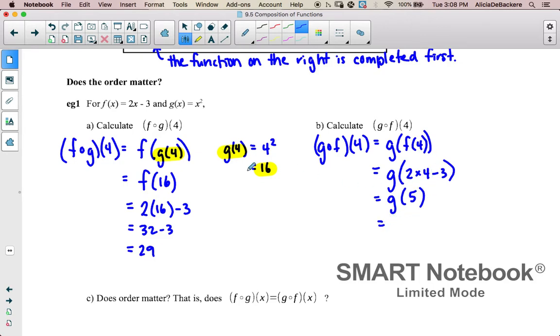So either way, I've shown my work of substituting the 4 into the interior function. Here I've shown it off to the side of my rough work, and here I've shown it inside the brackets of my outer function. And g at 5, now I'm going to plug 5 into the g function, so replacing the x there with a 5.